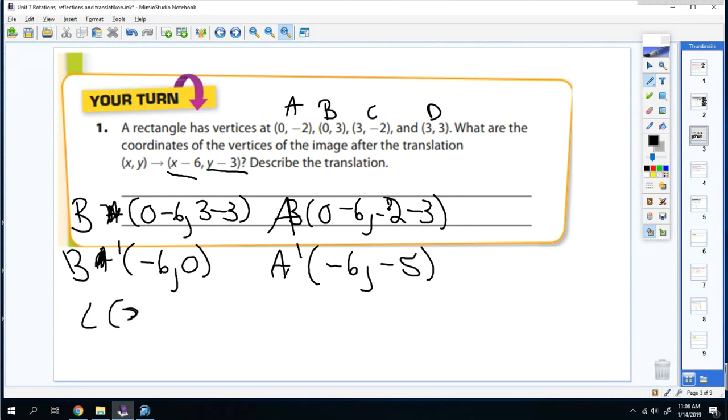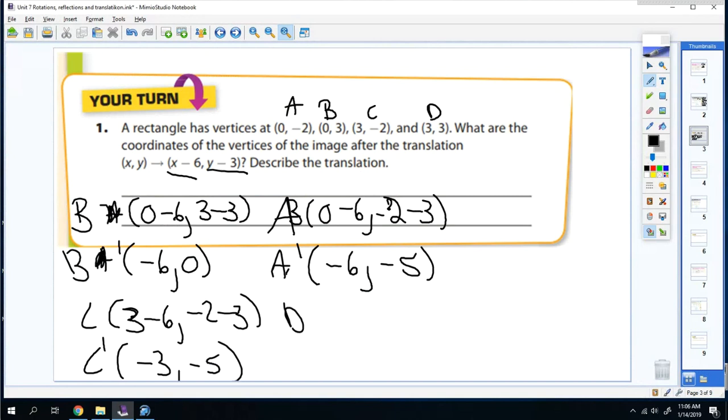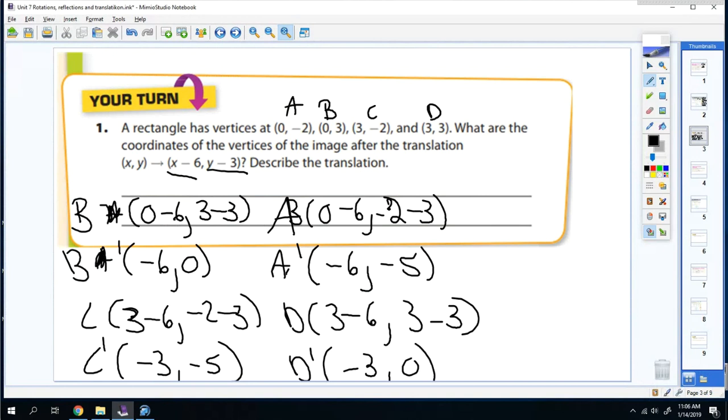C will be 3 minus 6, negative 2 minus 3. So the new C will be negative 3, negative 5. D will be 3 minus 6 and 3 minus 3. So the new D will be negative 3, 0.